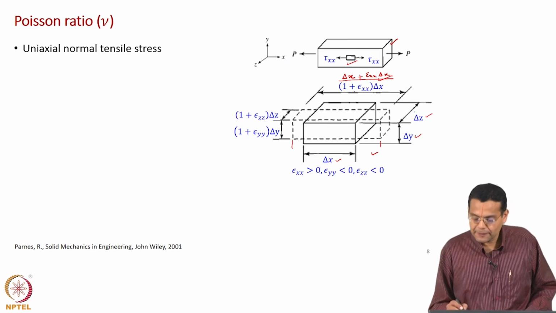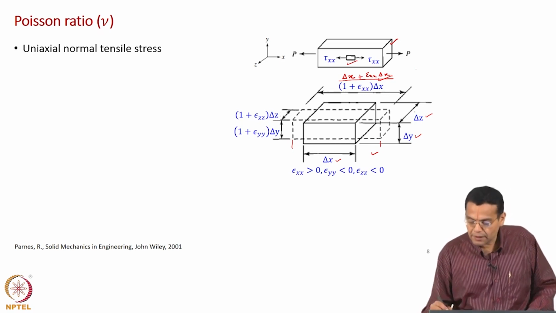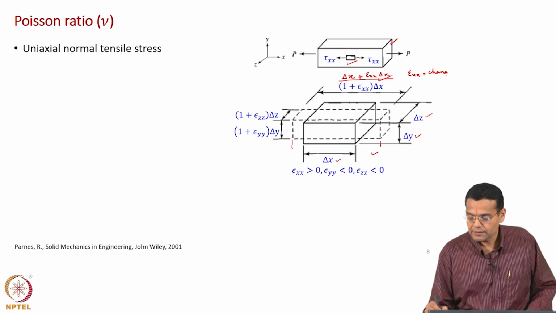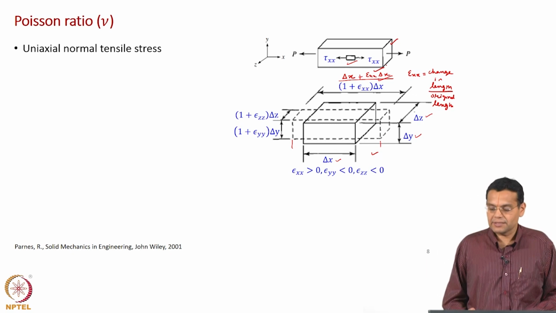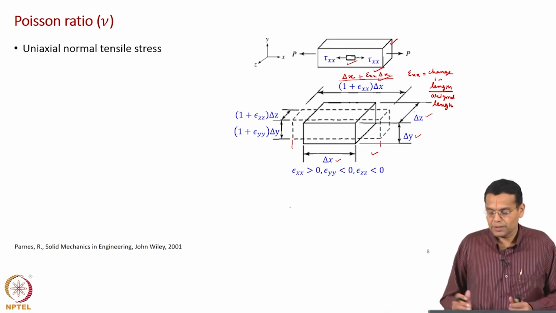Just let me repeat, express this as delta x, the first term, which is the original length. Epsilon xx is the change in length by the original length. So, the change in length is epsilon xx into the original length, which is delta x. So, when you sum up these two, you get the changed length, or the new length.